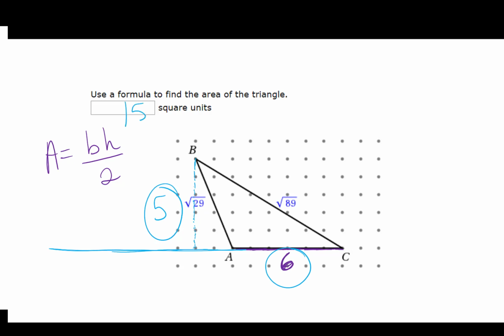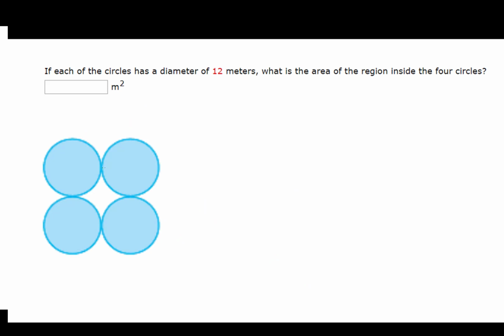In this case, these ugly radicals, square root of 29 and square root of 89, were just there to try to get you off path. You did not need those to solve this problem. The problem says that the diameter of a circle is 12 meters. So that means the radius is 6 meters. You're going to have to just think about this one. This one's a little tricky.